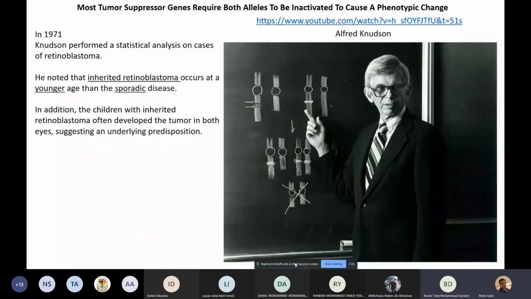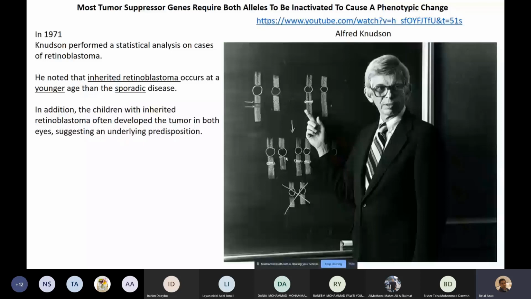That's why retinoblastoma has decreased penetrance, meaning it's not certain that you will develop the disease when you have one diseased allele, but most likely it will increase the risk. We will talk about penetrance later on. Your thinking is in the correct direction. So what we were saying is that most tumor suppressor genes require both alleles to be inactivated to cause a phenotypic change.